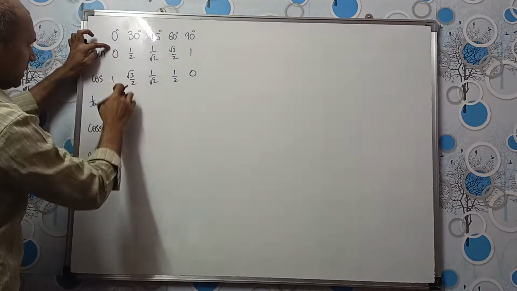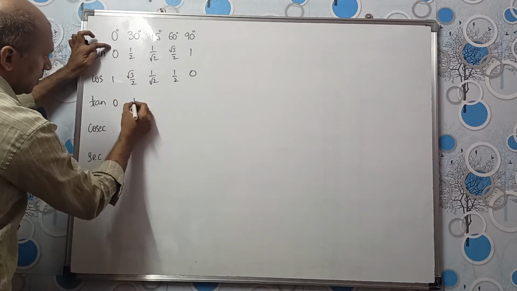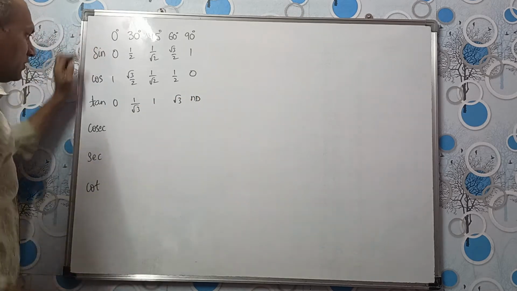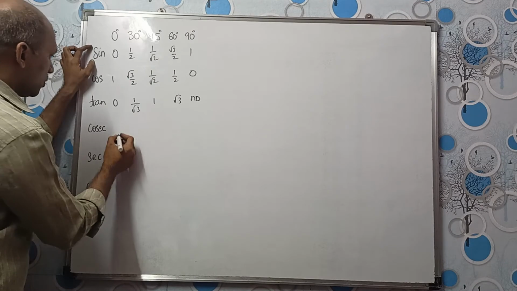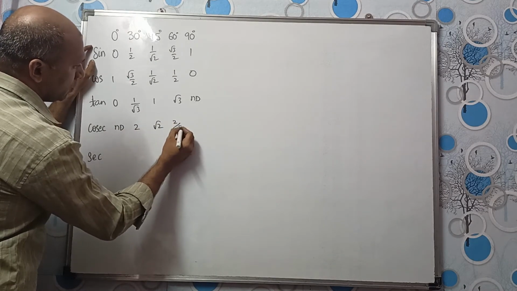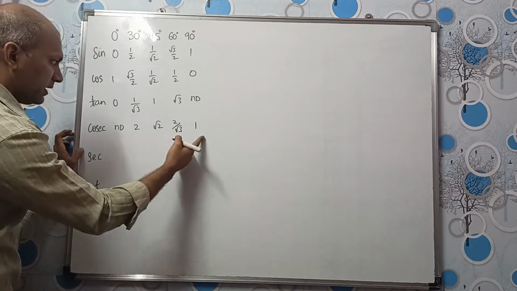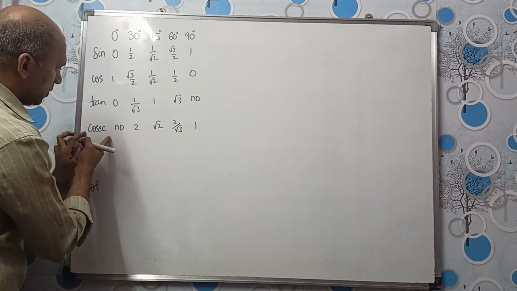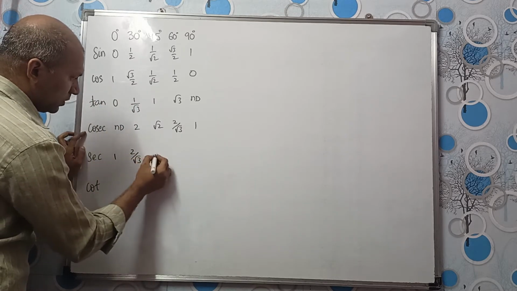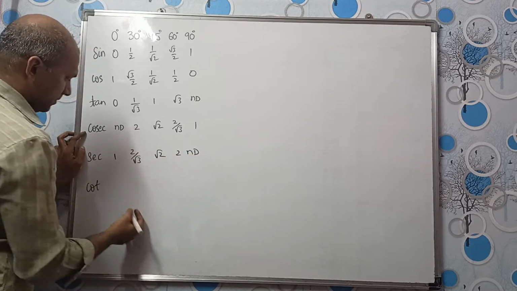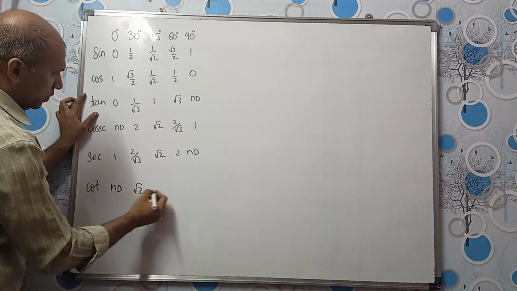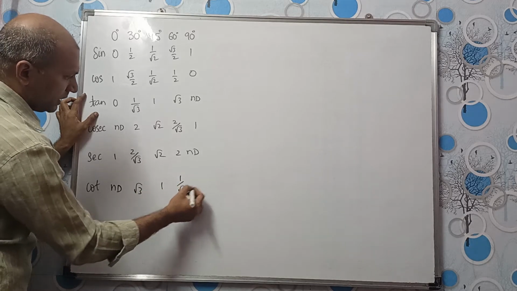Okay. Tan is sine by cos, so this is 0, 1 by root 3, 1, root 3, and this is not defined. Okay. Cosecant will be reciprocal of sine, so this is not defined. This is 2, this is root 2, 2 by root 3 and 1, and secant values are reverse of cosecant or reciprocal of cos, right? So 1, 2 by root 3, root 2, 2 and not defined. Cot values were reverse of tan, so not defined. Root 3, 1, 1 by root 3 and 0.